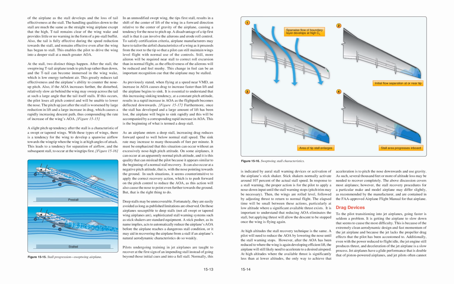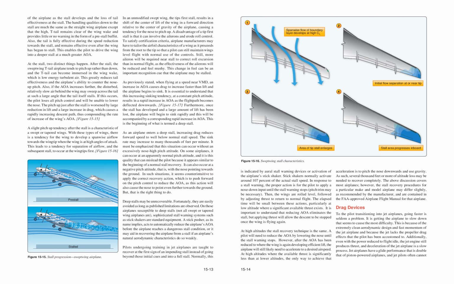In such situations, it seems counterintuitive to apply the correct recovery action, which is to push forward on the pitch control to reduce the AOA, as this action will also cause the nose to point even further towards the ground. But that is the right thing to do. Deep stalls may be unrecoverable. Fortunately, they are easily avoided as long as published limitations are observed. Not all swept or tapered wing airplanes are susceptible to deep stalls.